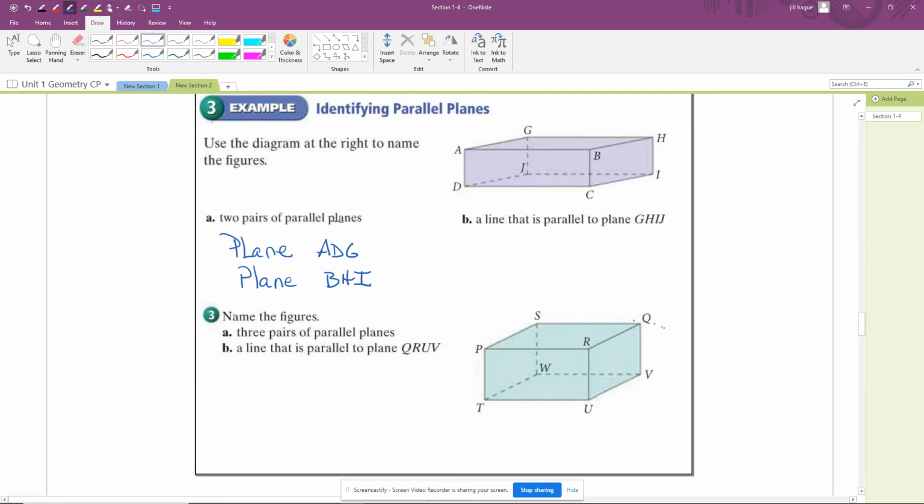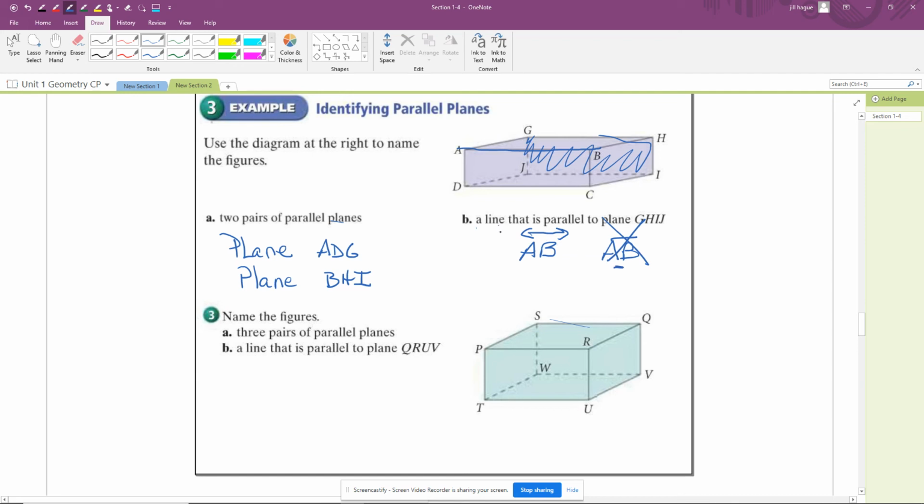So GHIJ, is that the front or the back? It is the back. So if I want a line parallel to the back, that would be this line here, line AB. And remember, they're asking me for a line, so I have to give you a line. If this was a quiz and you put this here, you'd lose a little bit of credit.